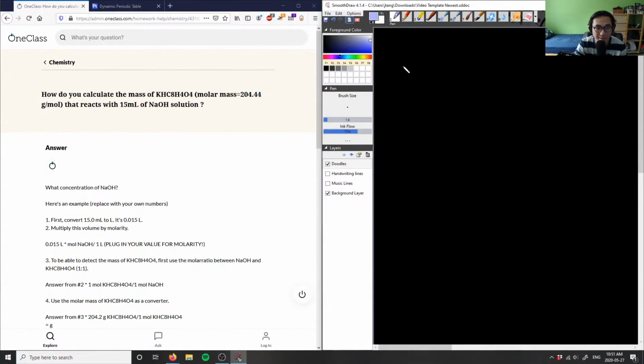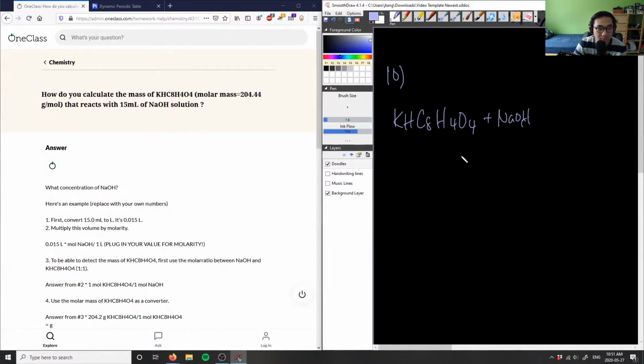So how do you calculate the mass of KHC8H4O4 that reacts with 15 milliliters of NaOH solution? So I have KHC8H4O4 plus NaOH, and I have some type of molar mass. It's going to react with some type of volume of NaOH here. So let's figure this out.